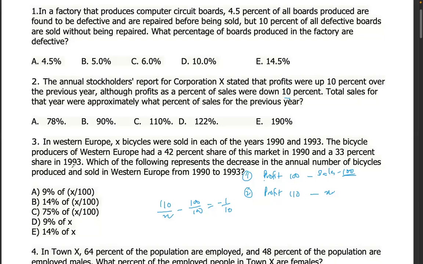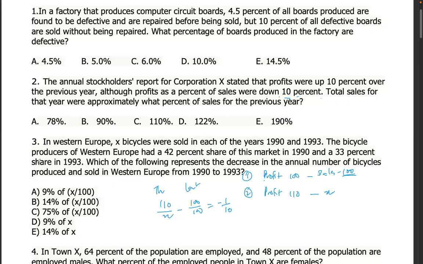Sales were down by 10%. So that's negative, no? This is this year and this is last year. So this year's sales is down by 10%. It means this is less by 10%, na? Okay, so that's what it is. Clear? Doable now?